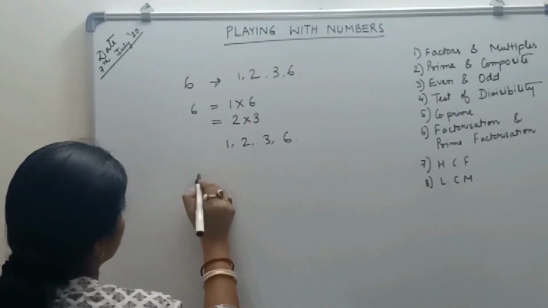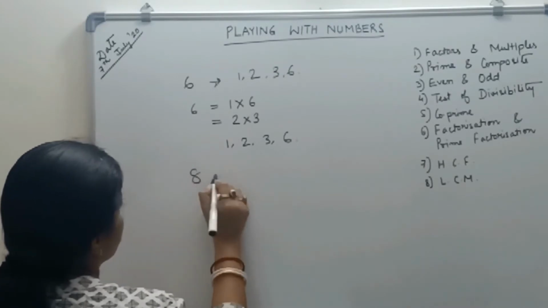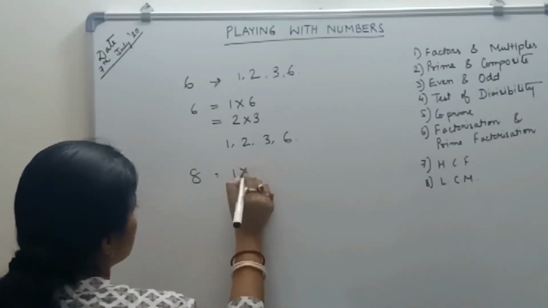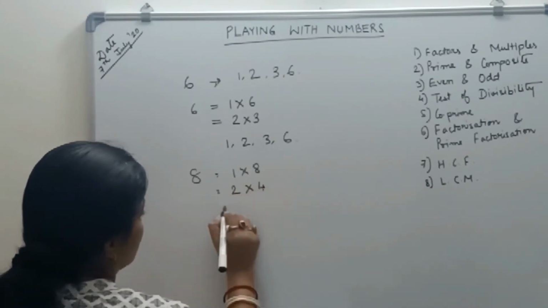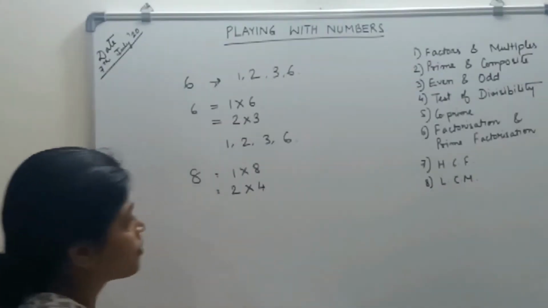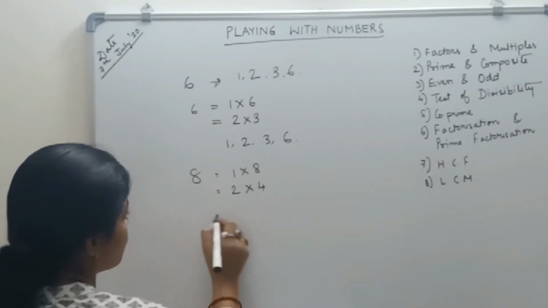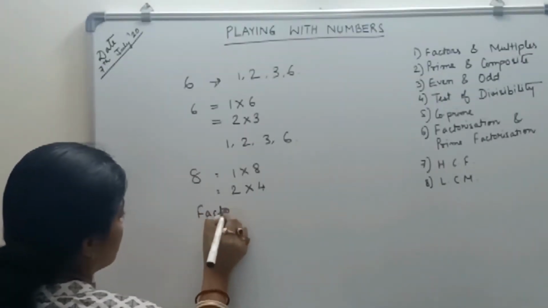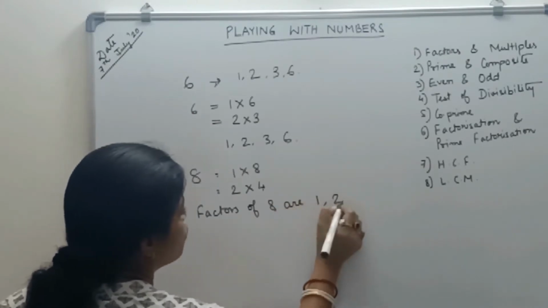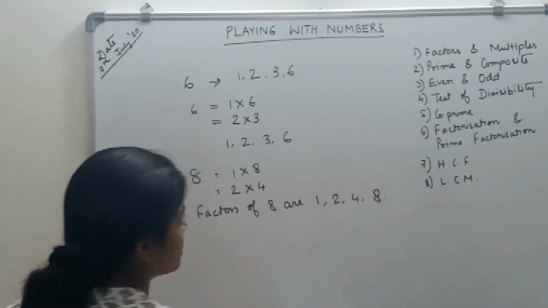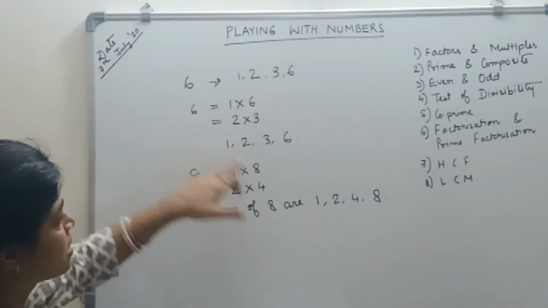Similarly, suppose I take the number 8. What are the factors of 8? 1 into 8 is 8, then 2 into 4 is 8. Any more numbers? No. So the factors of 8 are 1, 2, 4 and 8. You see, every time 1 is coming.